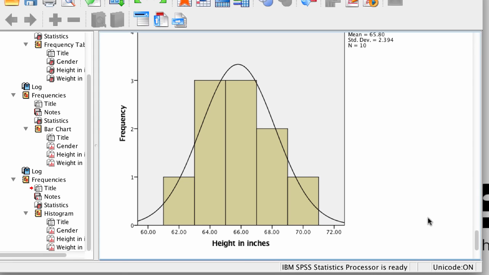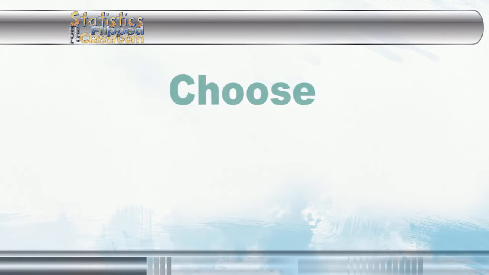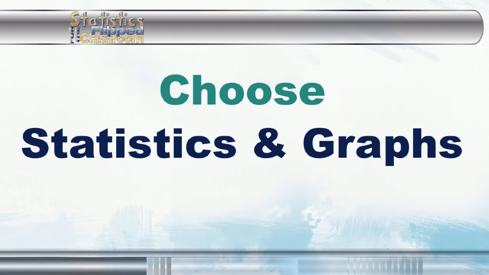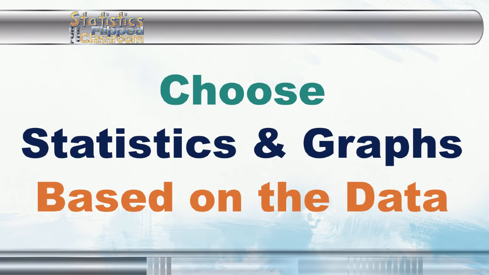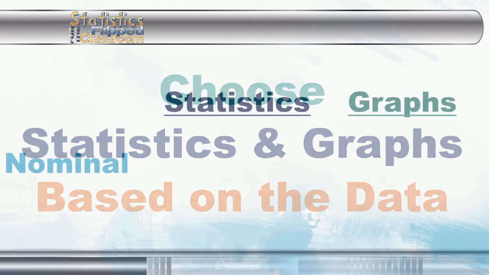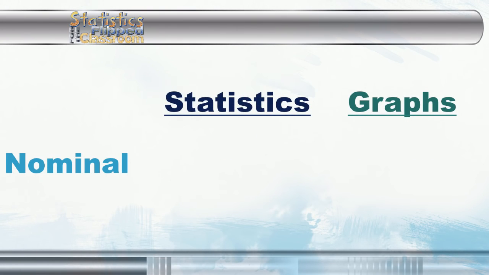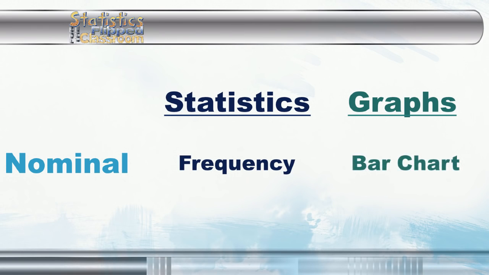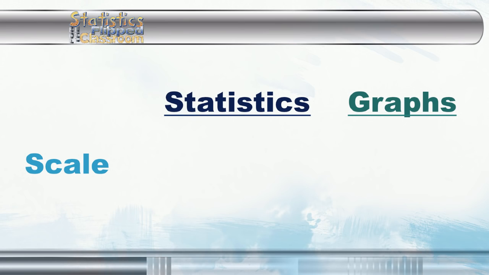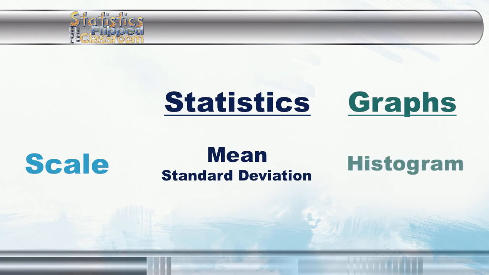So the important thing to learn here is that you should choose the statistics and the graphs that are appropriate to your data. A nominal variable like gender should be reported with frequencies and a bar chart. Scale variables like height should be reported with a mean, standard deviation, and a histogram.